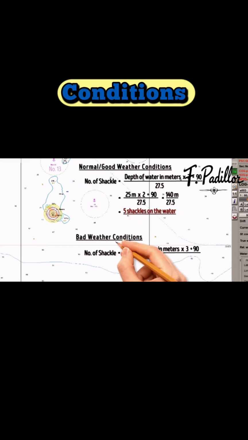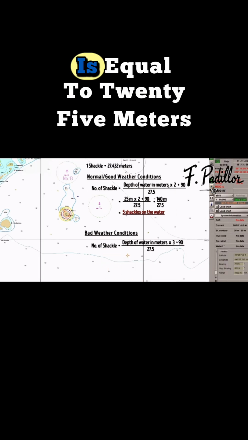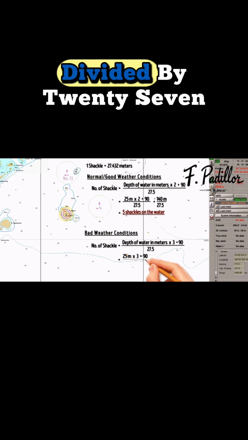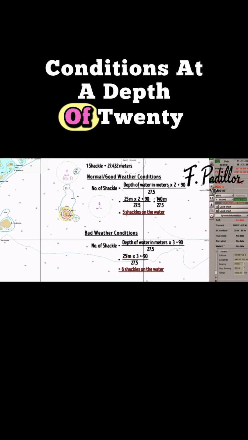In bad weather conditions such as big swells and strong wind, the number of shackles is equal to 25 meters times 3, plus 90, divided by 27.5. The answer is 6 shackles on the water. 6 shackles are to be dropped during bad weather conditions at a depth of 25 meters.